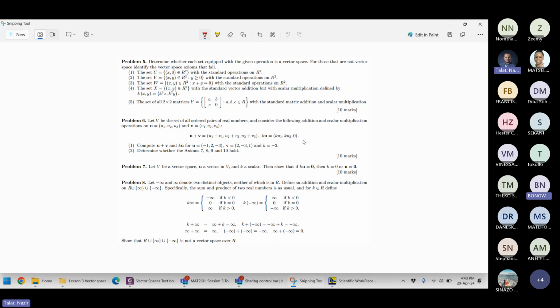Just tell your answer, whatever your answer is, maybe correct or incorrect. So I'm again telling that u is equal to 1, 2, 3. And then what about the 1 times u? If u is equal to 1, 2, 3, then 1 times u is equal to?